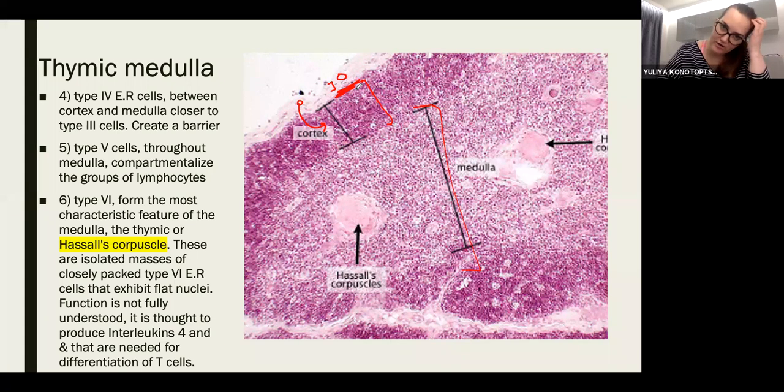So in order to avoid that, you put a barrier. This is the type 1 epithelial reticular cell. It forms a barrier and it prevents the unwanted exposure of the baby T lymphocytes that haven't learned what is good or bad yet. Type 2 and type 3 epithelial reticular cells are within the cortex. They're in the cortex, okay? So type 2 and type 3 epithelial reticular cells are within the cortex.